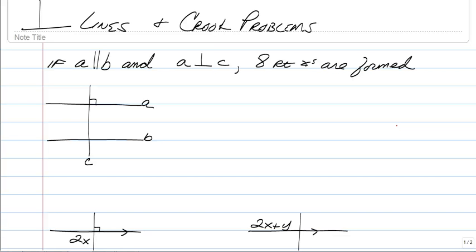All right, everybody, let's do this. We are going to talk about perpendicular lines, and then, of course, we're going to throw in a transversal. And then we're also going to talk about Crook problems.